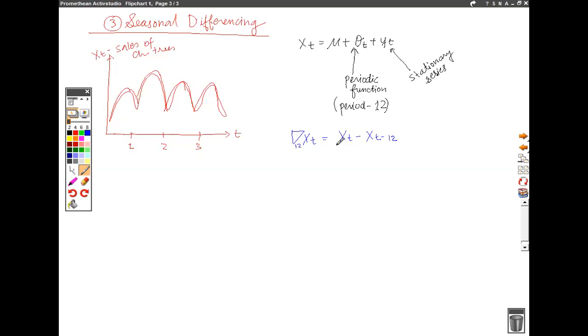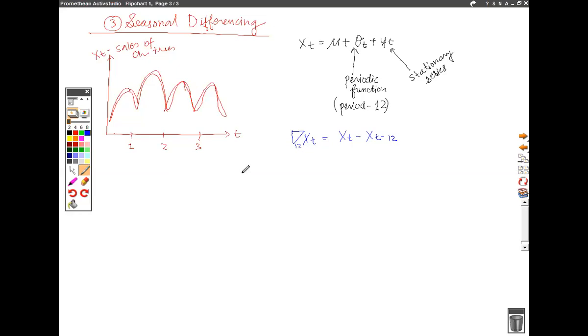So what does this mean? When I say that I have a period of 12, I know that every November and every December, irrespective of the year which I am in, the sales of my Christmas tree are going to be likely to be similar, right? So they are going to exhibit a similar pattern each and every month of the year. Not exactly the same, but similar for sure. So what you do is, you do this kind of seasonal differencing.